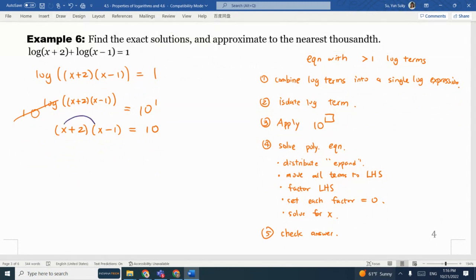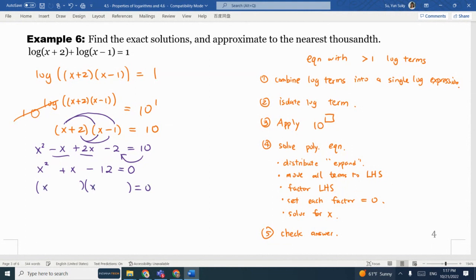Okay, so let's see. Distribute: x times x is x squared, x times minus 1 is minus x, plus 2x minus 2 equals 10, right, everybody? So that's x squared. And then minus x plus 2x is plus x, right? And then what? If you move the 10 to the left, what do you get? Minus 12 equal to 0.